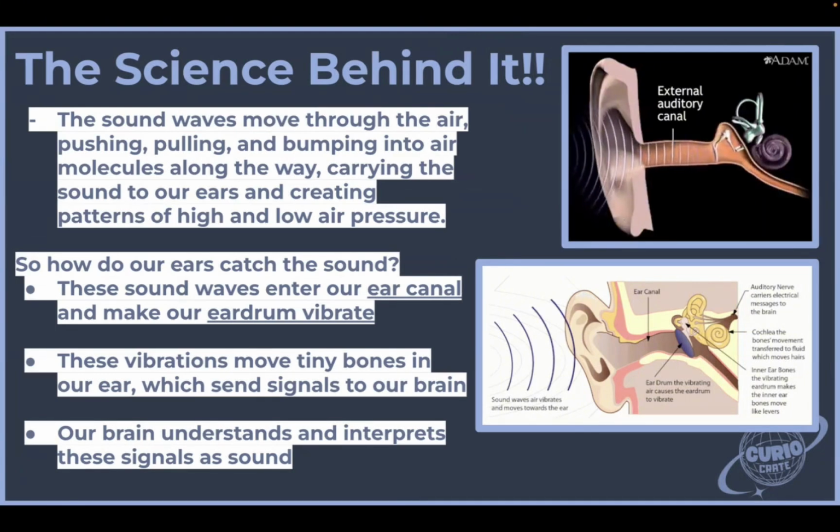So, in other words, how do our ears catch this sound? Well, these sound waves enter our ear canal and make our eardrum vibrate. These vibrations move tiny bones in our ear, which send signals to our brain. Our brain understands and interprets these signals as sound. So as we can see here, these lines that are vibrating and moving, these are sound waves, and these enter our ear canal and make our eardrum right here vibrate.